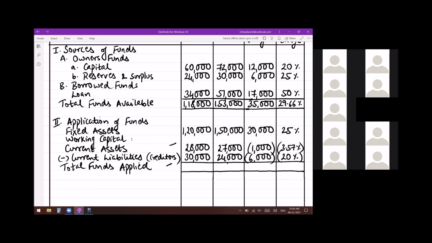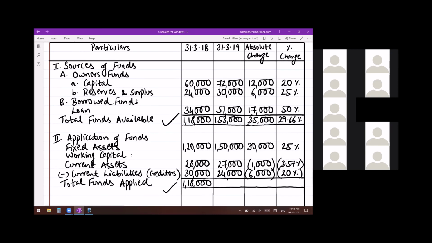What is the answer? 1,18,000. Of course, it has to match. Your assets and liabilities should be equal. So 1,18,000 was the liability side total, 1,18,000 asset side total. But check and see whether it is matching. Do the same for 2019 column. 150,000. 150 plus 27 minus 24 gives you 1,53,000.